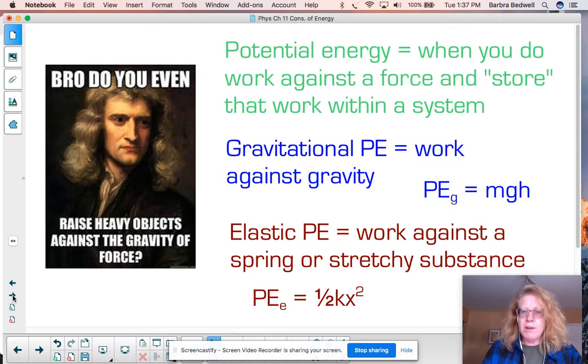The equation of gravitational potential energy is mgh. m stands for mass, g is acceleration due to gravity, so that's your 9.81, and then h is height. How far up against gravity did you move it? It's basically a delta h, but that's kind of what we're referring to in there. So gravitational potential energy is mass times gravity times the height that you move the object. Again, those are the key ones that we do.